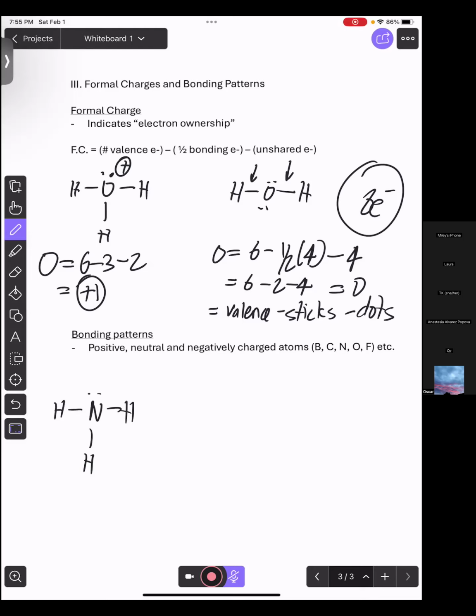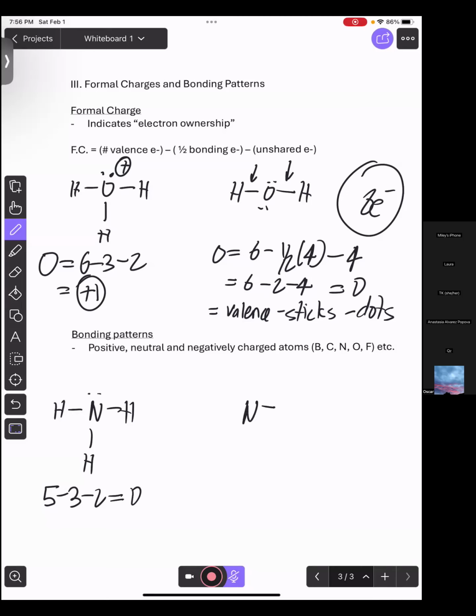Nitrogen is how many valence? What's the valence for nitrogen? Valence for nitrogen is 5. Yes, if you look at the periodic table, nitrogen has 5 valence electrons. Remember, we count from left to right, and that tells us the valence. So nitrogen has 5, and we're going to minus the sticks, and we're going to minus the dots. That means this nitrogen is 0. What I'm trying to show you is you already know the neutral ones. Carbon is 0 when it's making 4 bonds. Nitrogen is 0 when it's making 3 bonds and has 1 lone pair. And oxygen is 0 when it's making 2 bonds and it has 2 lone pairs. That's just the natural state.